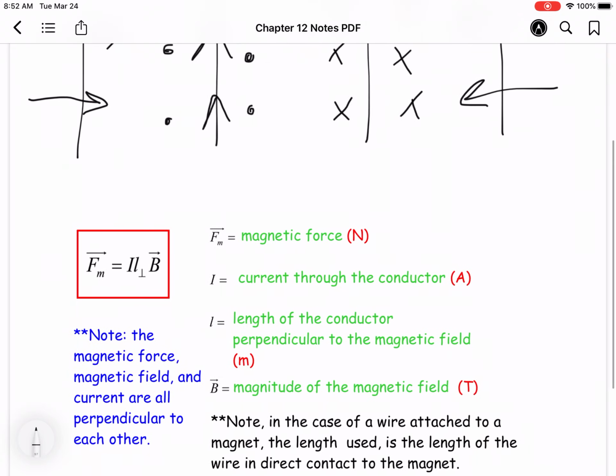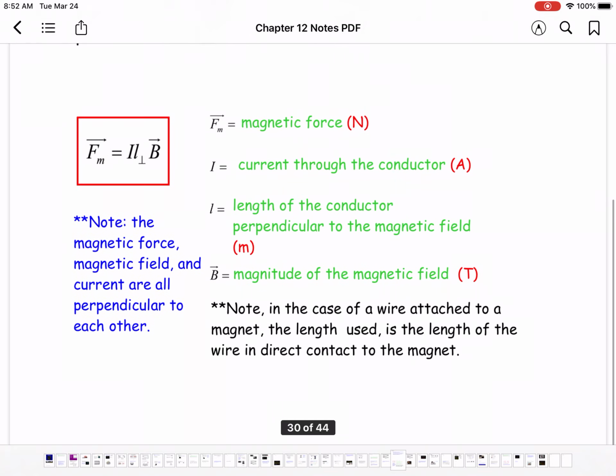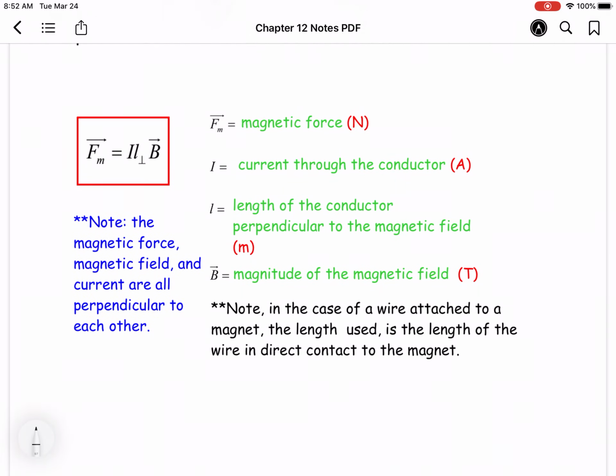So we have a second magnetic force equation, and you probably would have seen this on your formula sheet already. This is force magnetic, and this I is current. The L there is the length of the conductor, which we can also call the length of the wire, that is perpendicular to the magnetic field. So it's how much is actually in the magnetic field. And B, of course, is the magnetic field.